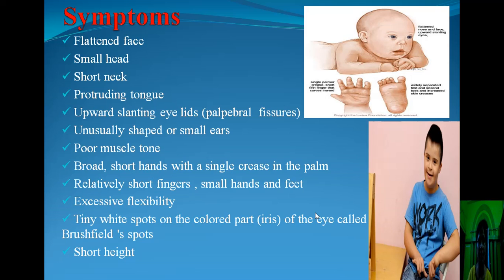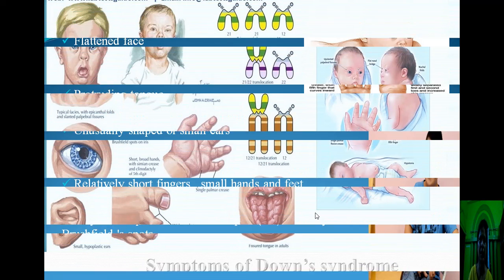They have excessive flexibility, tiny white spots on the colored part of the eye, that is called iris. This condition is called Brushfield spots. Short height, these individuals generally have short height.